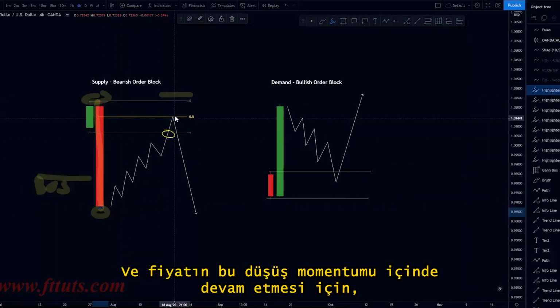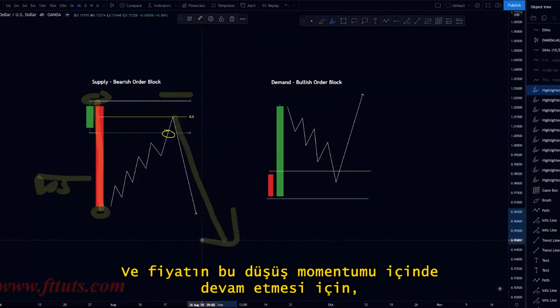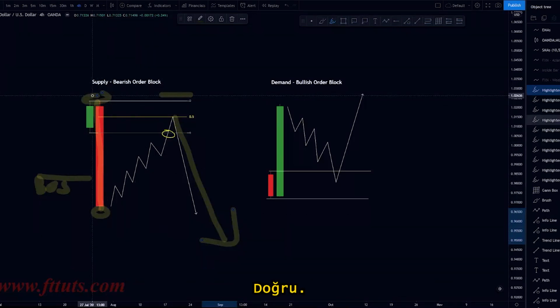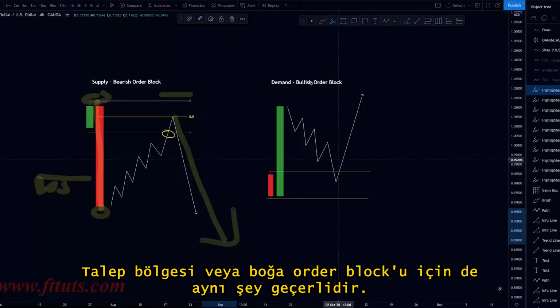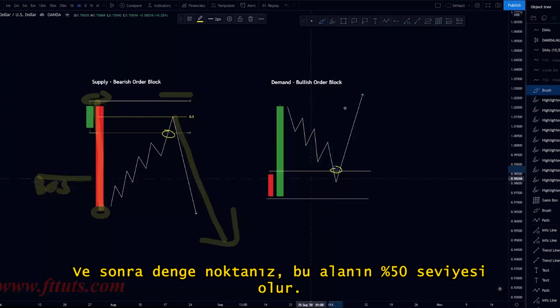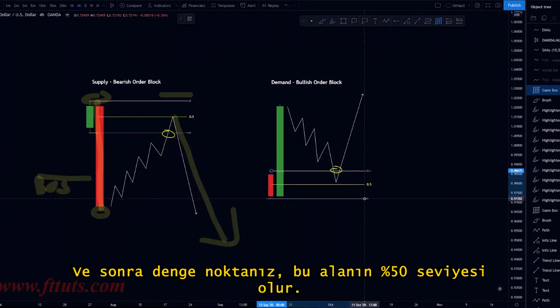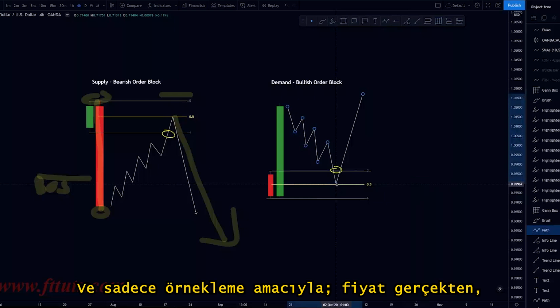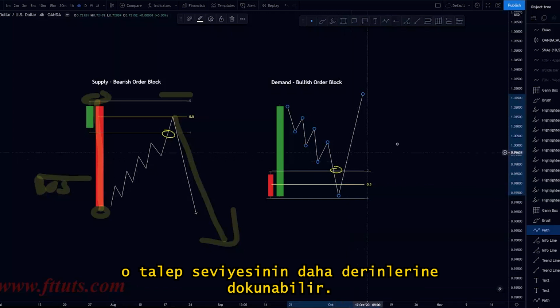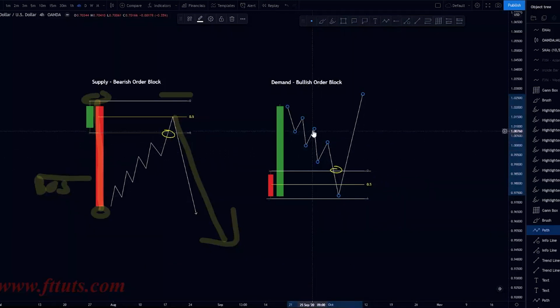And for price to continue within this bearish momentum, it should not break above the previous highs, right? Same thing with the demand area, the bullish order block. Your distal point would be at the highs here, and then your equilibrium point would be at the 50% mark of this area. And just for illustration purposes, price can really tap deeper within that level of demand.